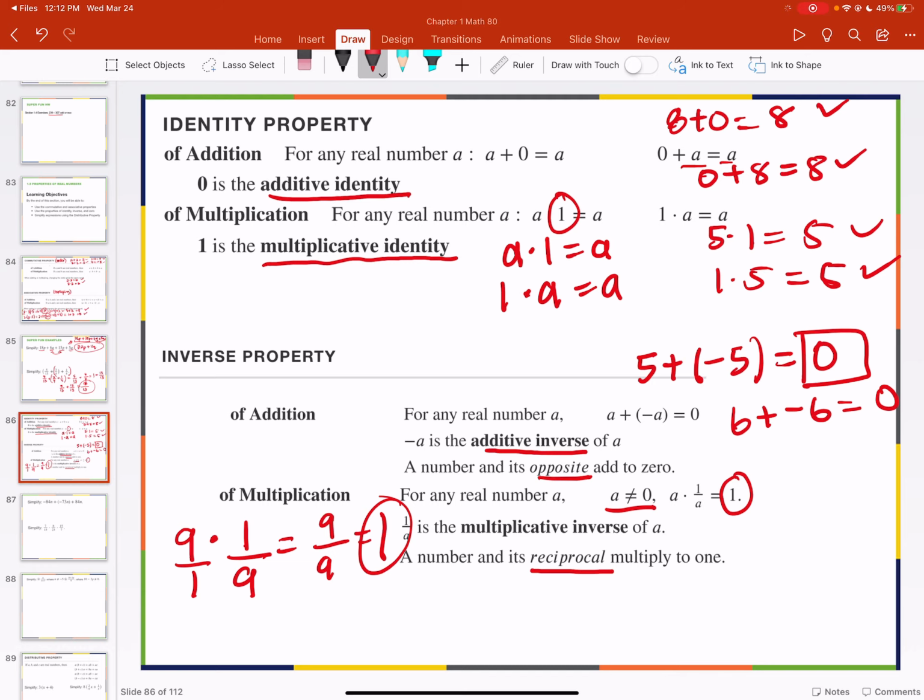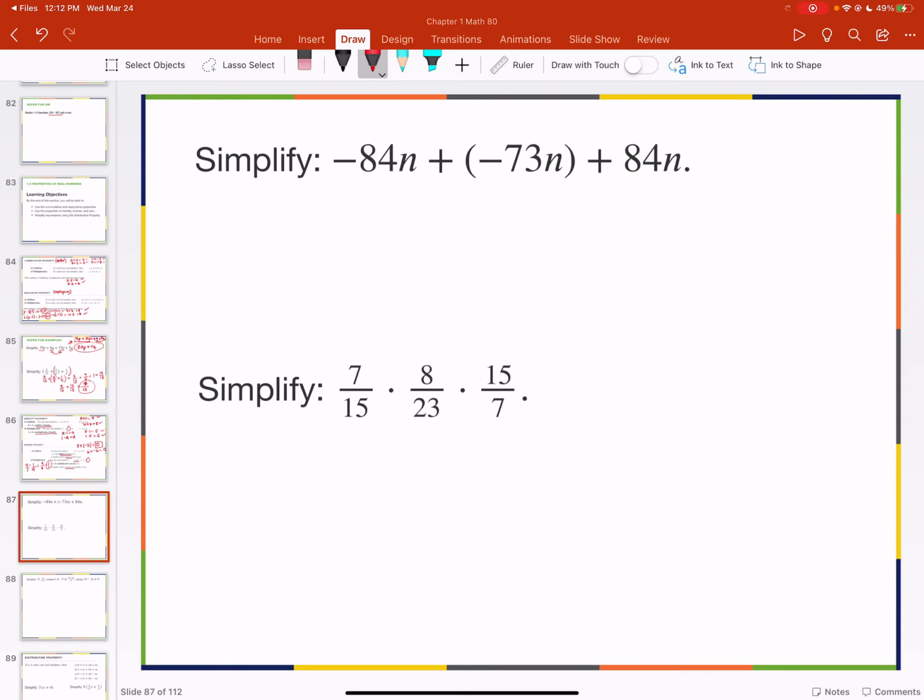Yeah, so that's what that is. It's the reciprocal. And let's do some more examples with that. We can use the properties of inverses and commutative property to solve this problem here. So we have -84n plus 84n plus -73n.